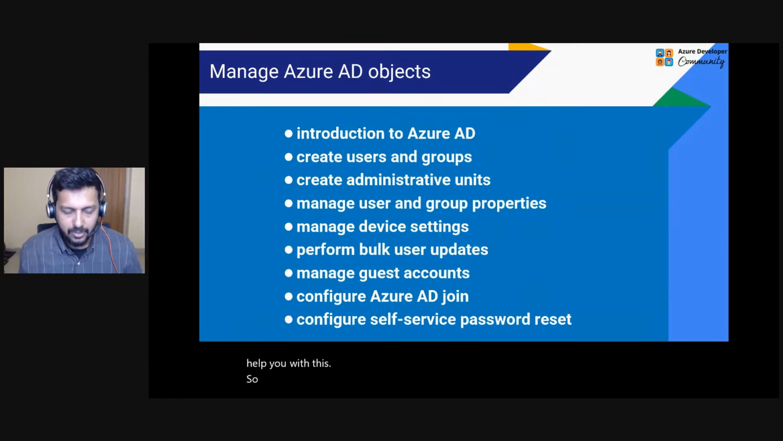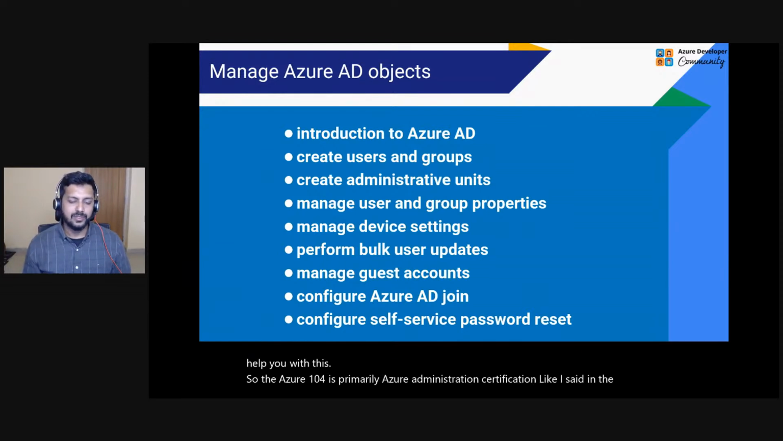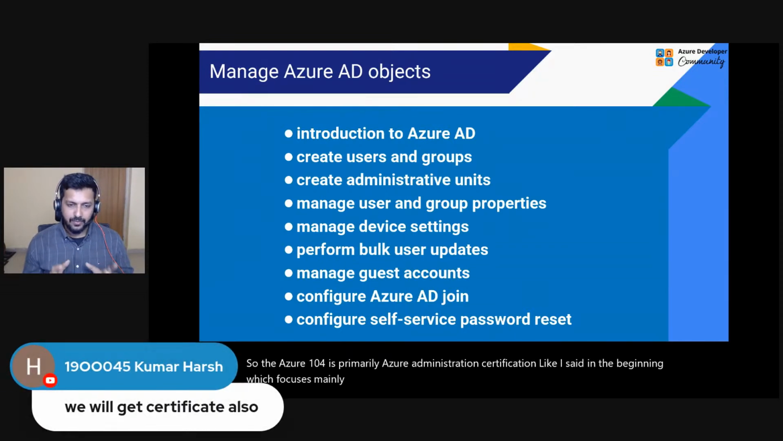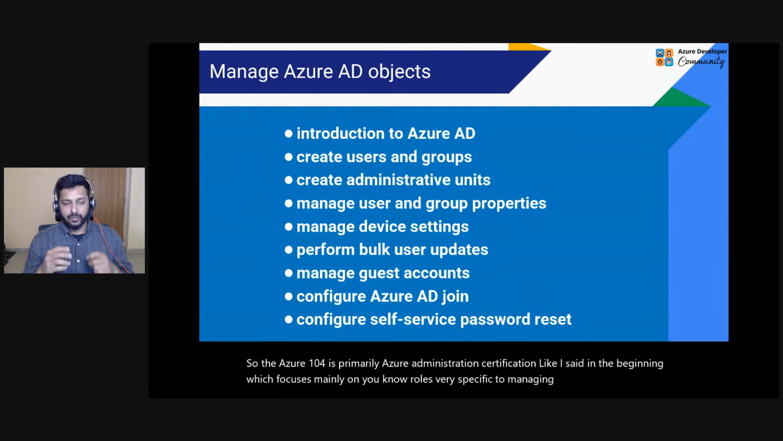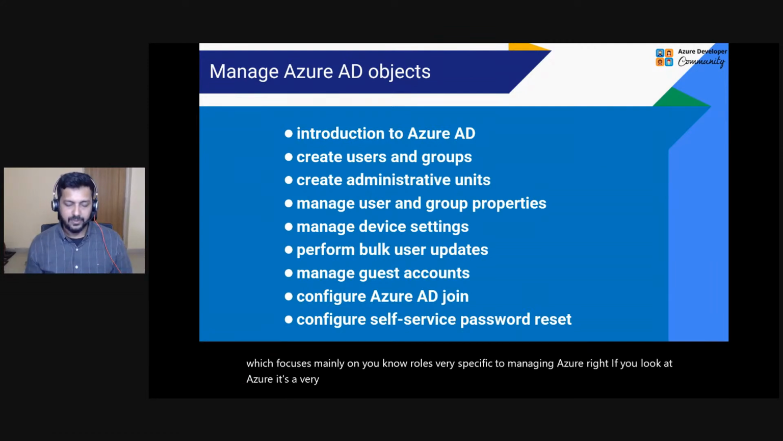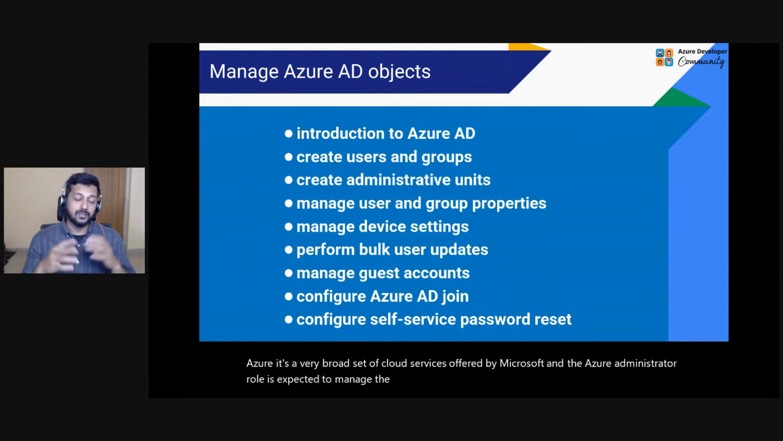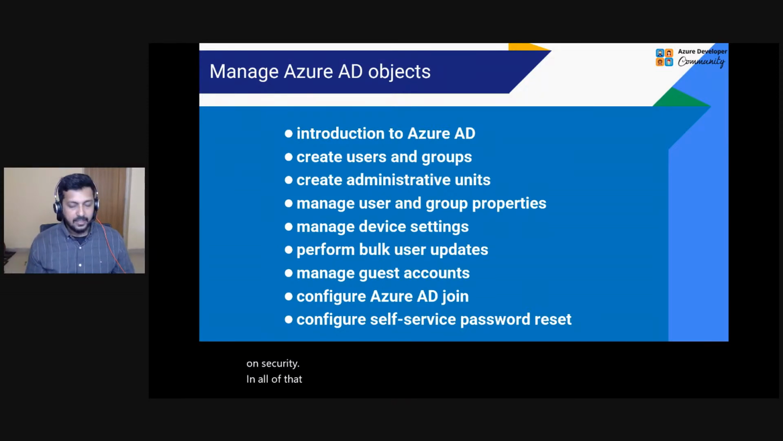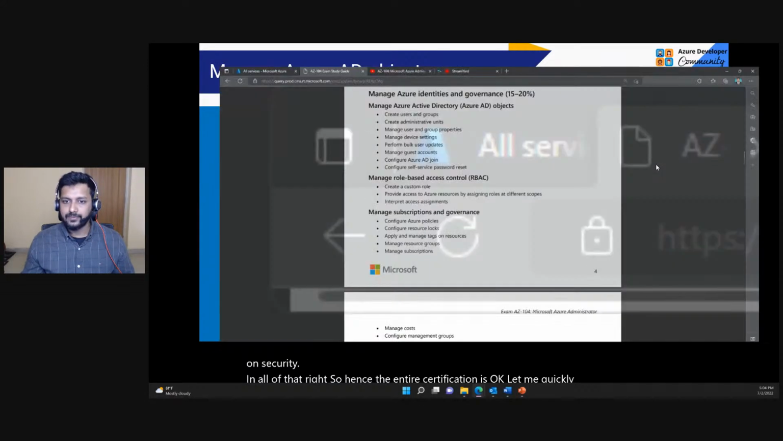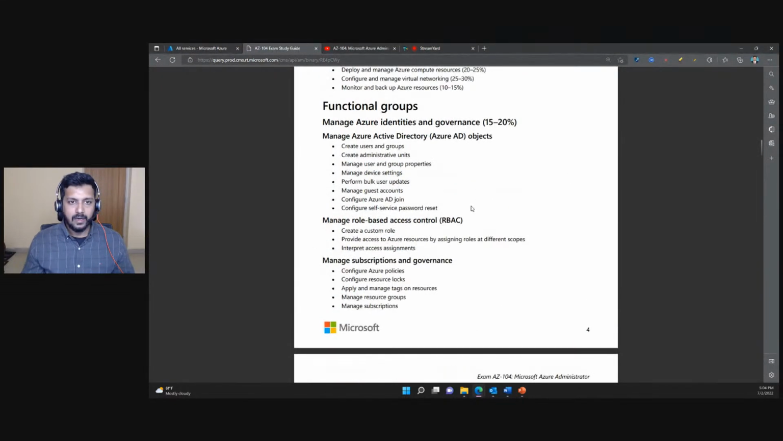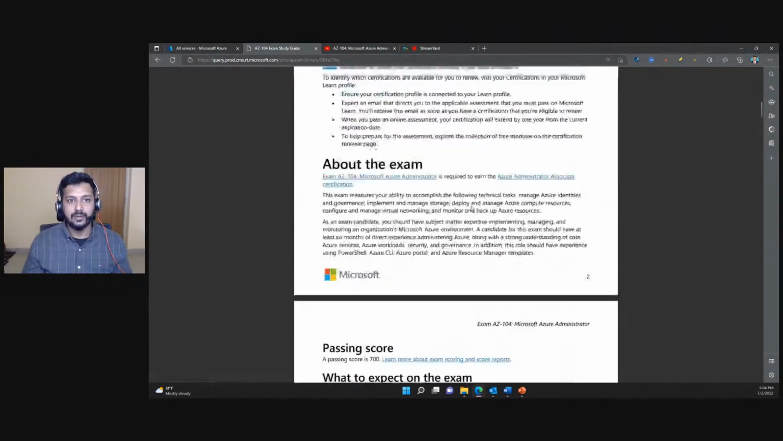So Azure 104 is primarily the Azure Administration Certification, like I said in the beginning, which focuses mainly on roles that are very specific to managing Azure. Azure is a very broad set of cloud services offered by Microsoft, and the Azure Administrator role is expected to manage the workload, manage the subscription, keep a tab on security, and all of that. Let me quickly open the skills measured. Hopefully you can see my screen. This is the skills measured for AZ-104.